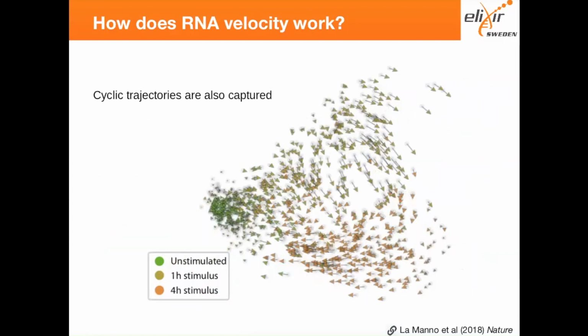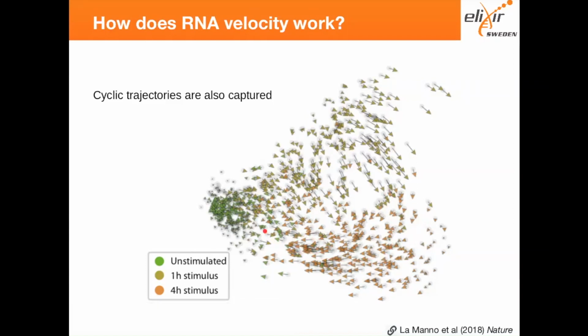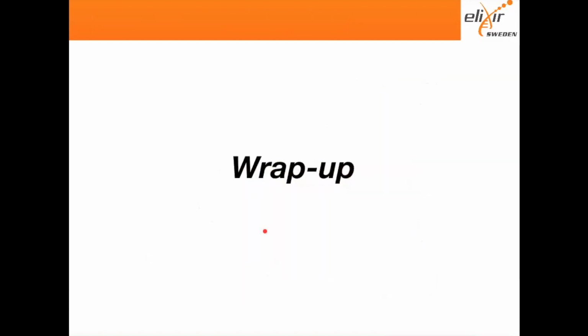And that is really good because RNA velocity can also define cyclic trajectories really well. So if you start with 1 hour of stimulus, you see several cells start at different points here to get activated. After 4 hours of stimuli, they start getting back, but they go back to the original one, which is beautiful in the paper. So, a wrap up.